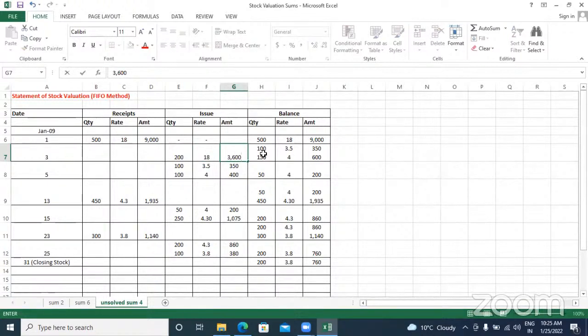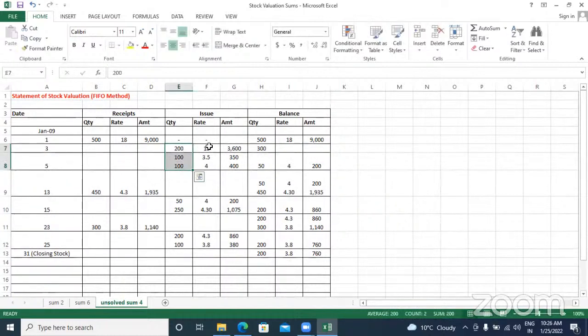Now see what is going to be in the balance. Out of 500, 200 went, so what is left over? 300. Okay, don't write the rate, we will calculate it ourselves. Tell me, the value of 500 was 9,000 and the value of 200 was 3,600. Very good. So 9,000 minus 3,600 is gone, so how much is left? 5,400.